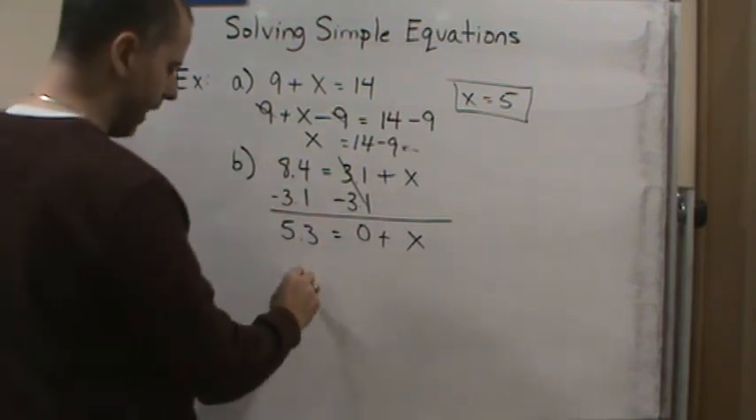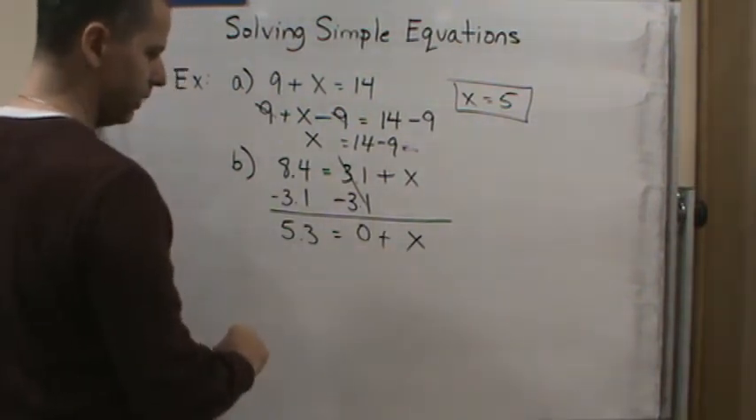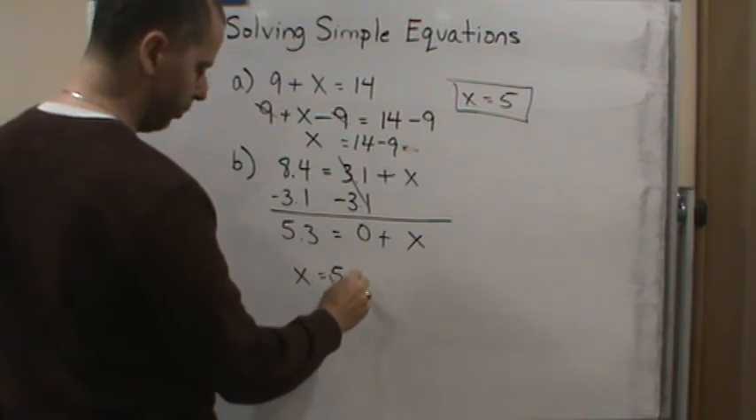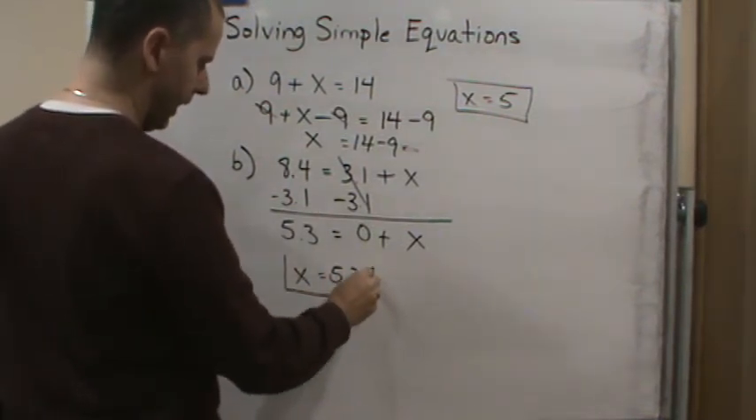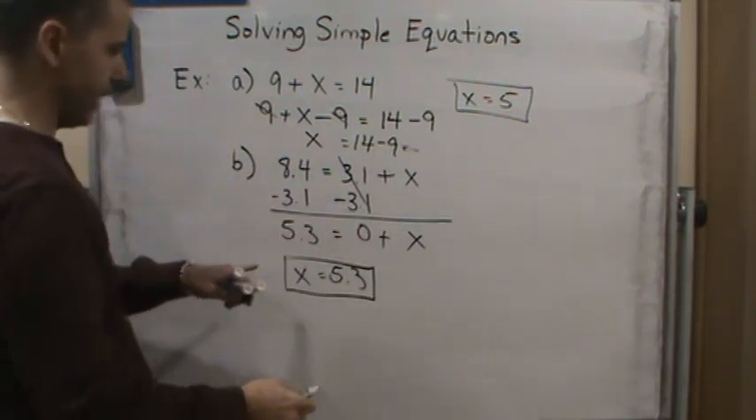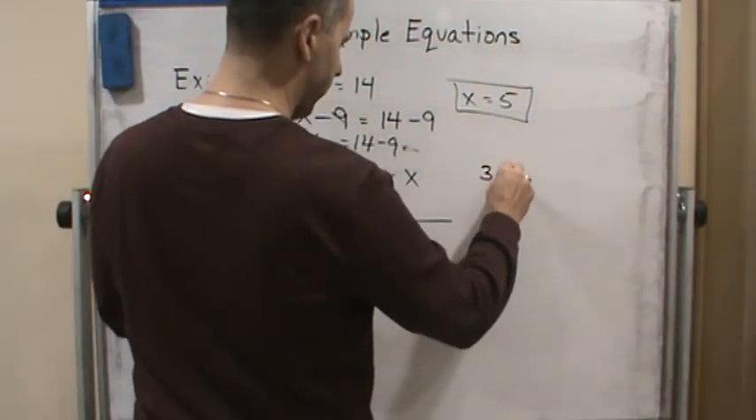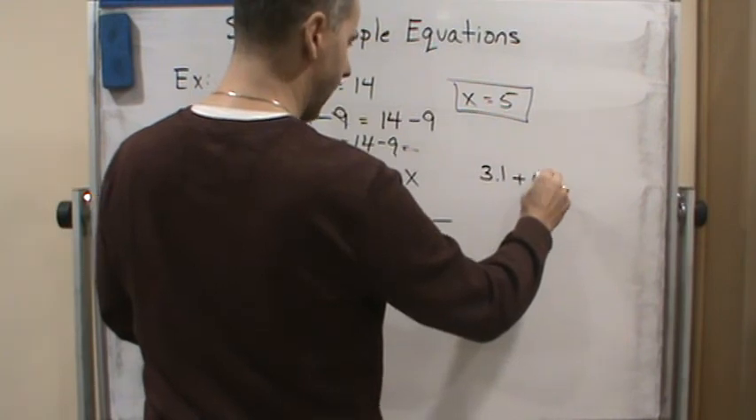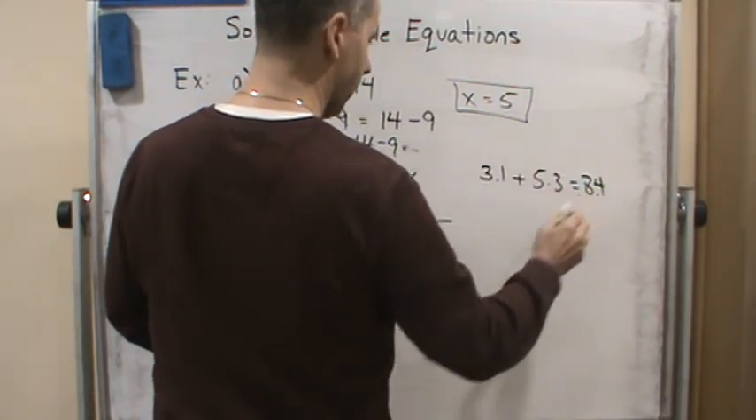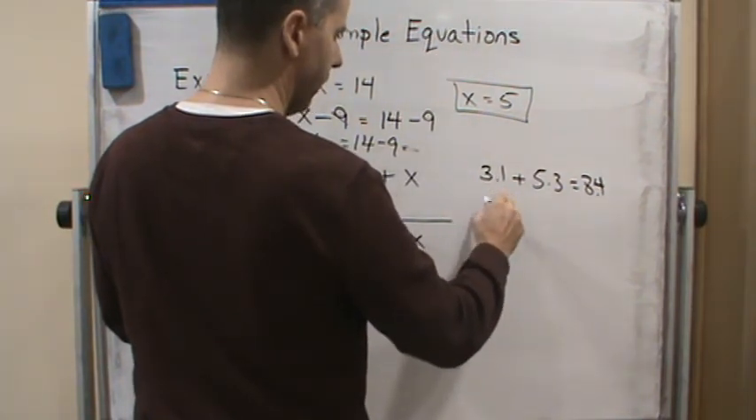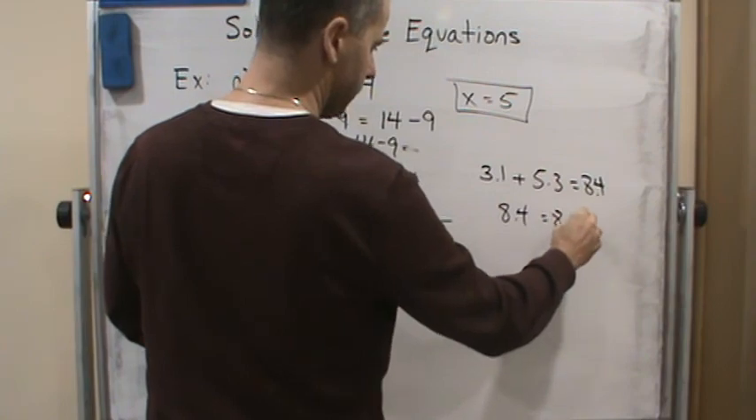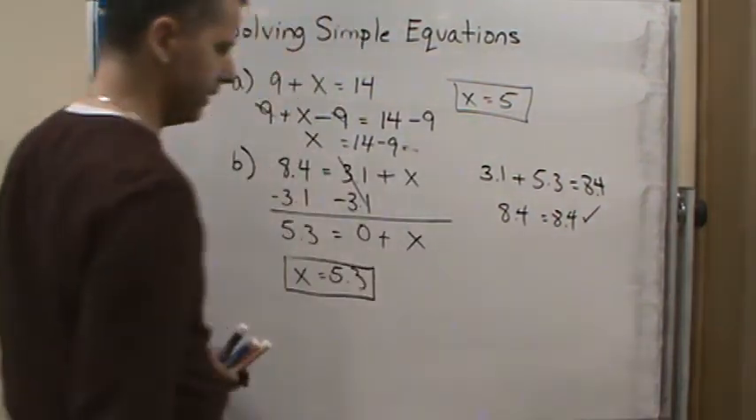So guess what? I get 5.3 is equal to x, or in other words, x is equal to 5.3. And again, I'm going to plug this back into the original equation to make sure that I get the right answer. So I'm going to do 3.1 plus 5.3 equals 8.4. And if I add this side, I get 8.4 is equal to 8.4. And of course, that checks.